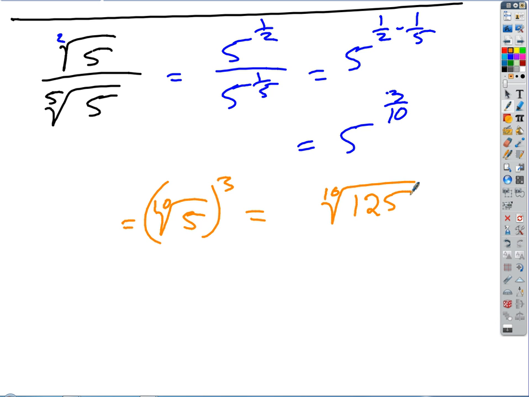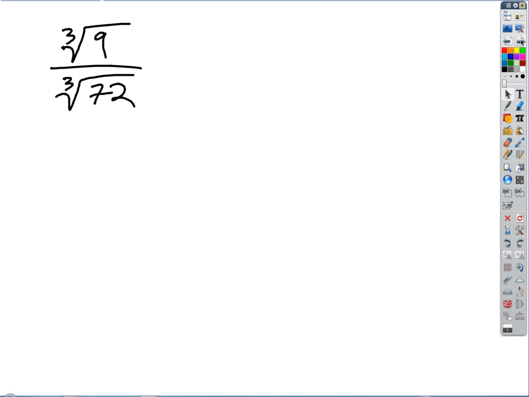Wait, really fast, why is it 5 to the 3? Because if I just subtract these, 1/2 minus 1/5, 1/2 is 5/10. I get common denominators. 1/5 is 2/10. Okay, yes. That's our answer. So this stuff isn't so bad, is it?